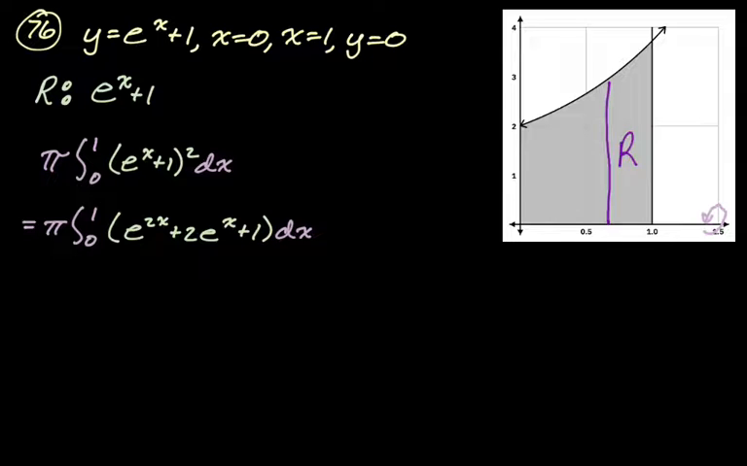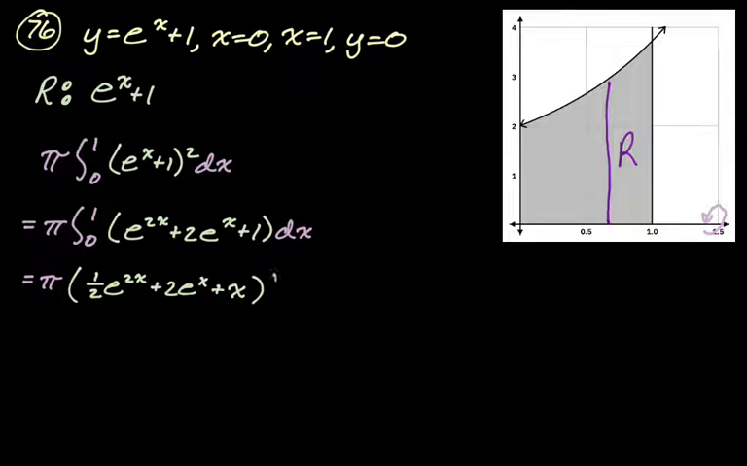You get e to the 2x plus 2e to the x plus 1, and then dx. Now we have to integrate, so it's going to be pi. That pi just kind of lurks around. The integral of e to the 2x is 1/2 e to the 2x by reversing the chain rule. The integral of 2e to the x is 2e to the x. And then the integral of 1 is x.